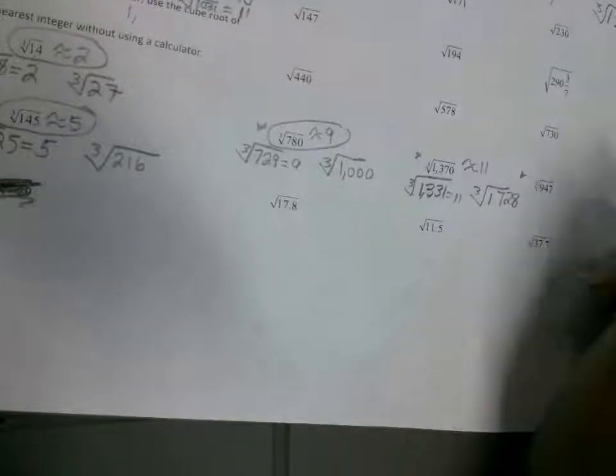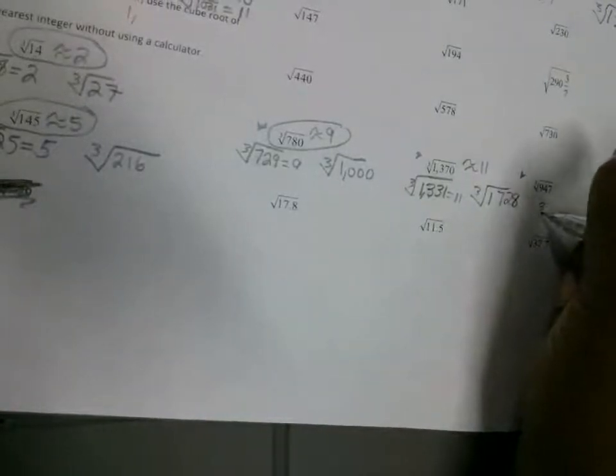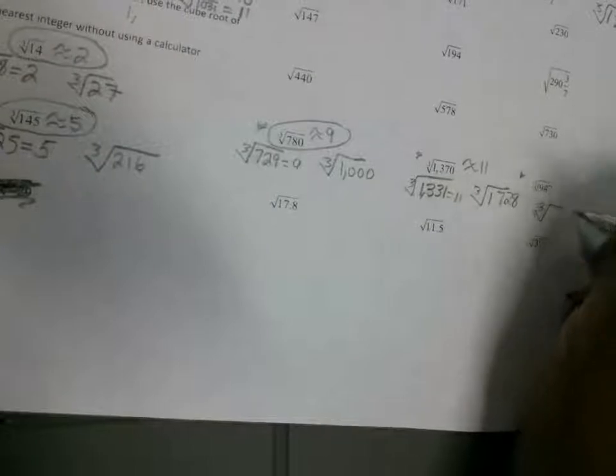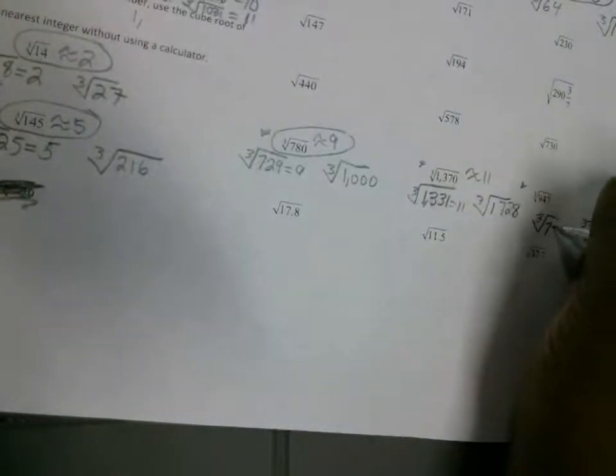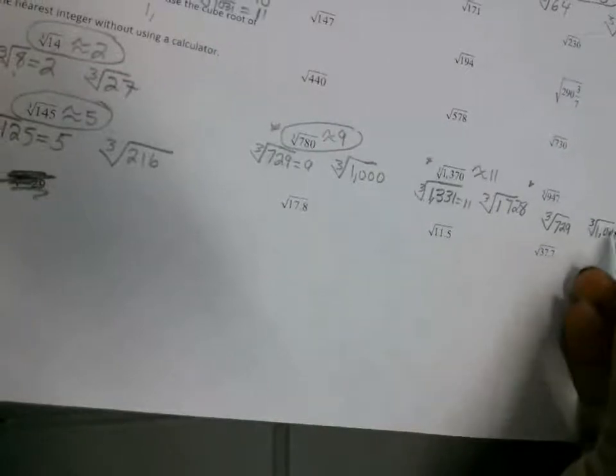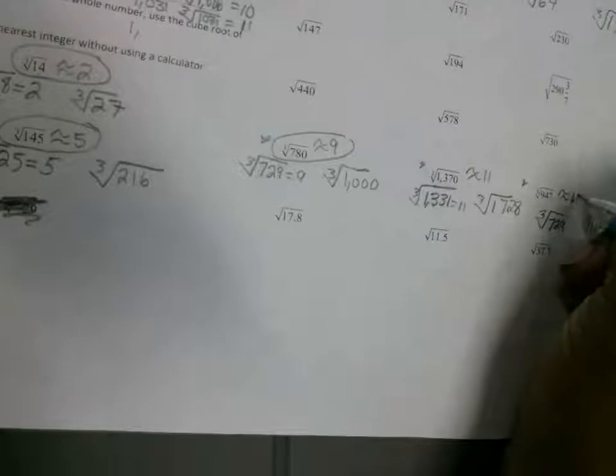One more. What two perfect cubes is this in between? 947. What two perfect cubes are 729 and 1,000? Which one is it closest to? It's closest to 1,000. What's the cube root of 1,000? 10. So this is about 10.